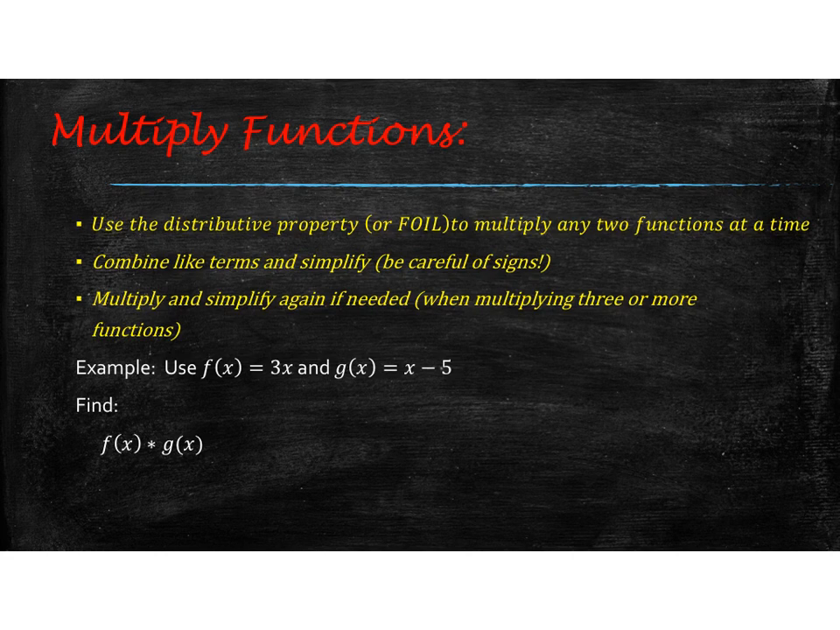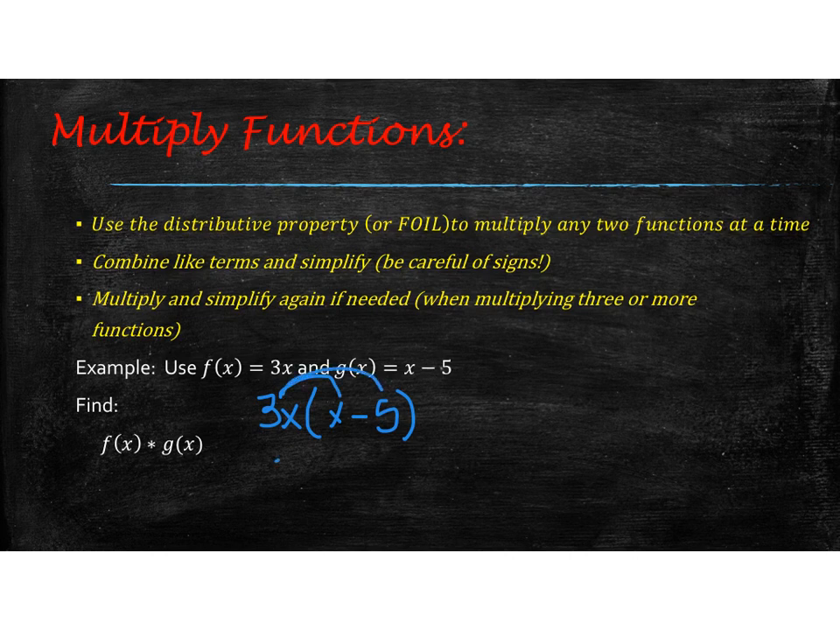In this first example, we just are going to take the same f of x and g of x that we used in the previous one, but we're going to take f of x and multiply it times g of x. So if I take f of x, which is 3x, and I multiply it times the g of x, which is x minus 5, this is a monomial times a binomial, so we're just going to distribute.